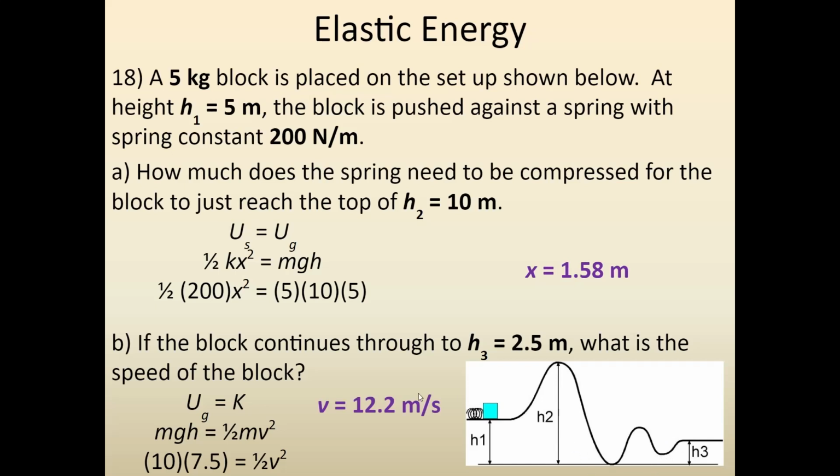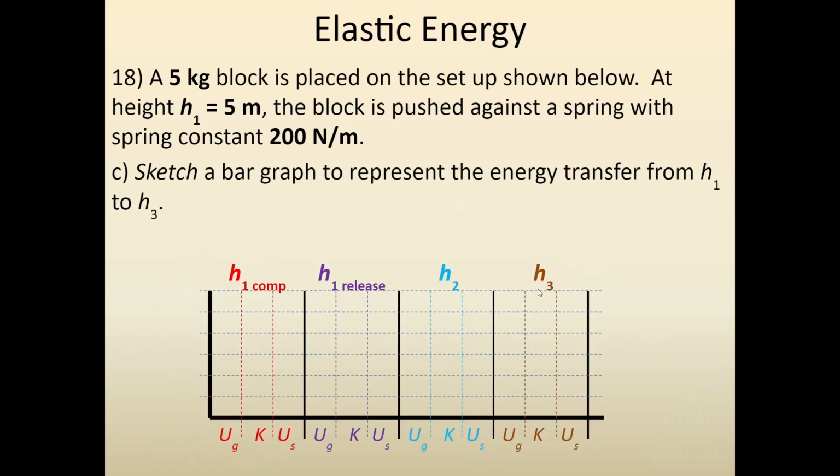Again, you could do whatever you want as far as what energies you want to set equal to each other. You could have set this point, when the spring was compressed at H1, equal to H3. That also works. If for some reason you found this point, you could set those two points equal to each other. Again, it's whatever floats your boat.